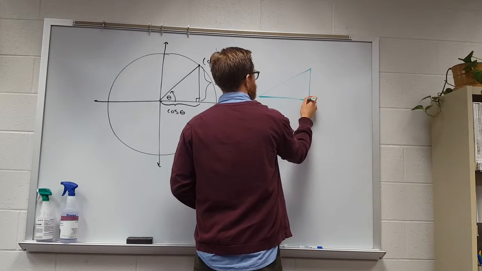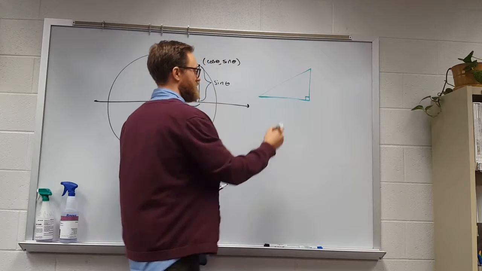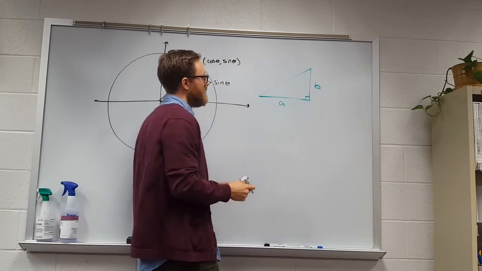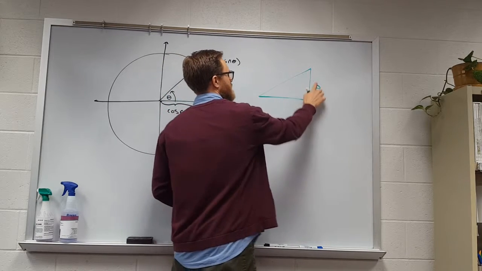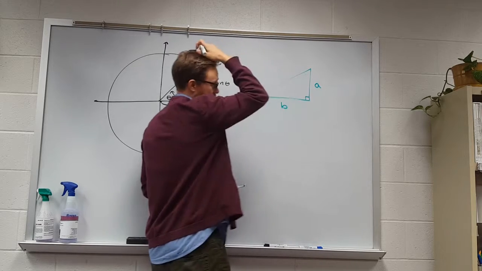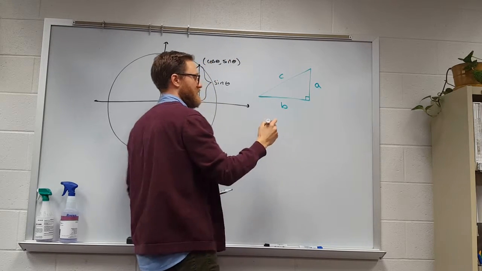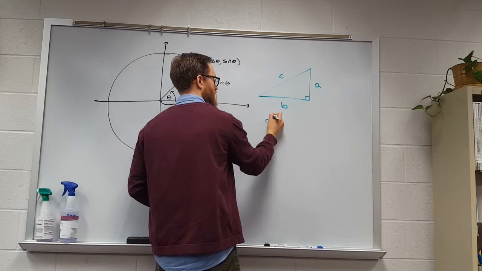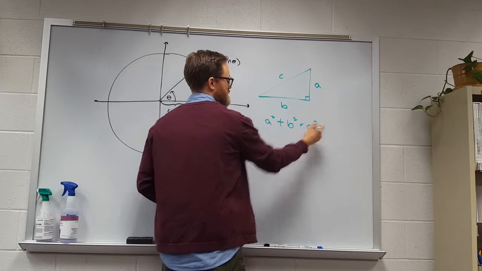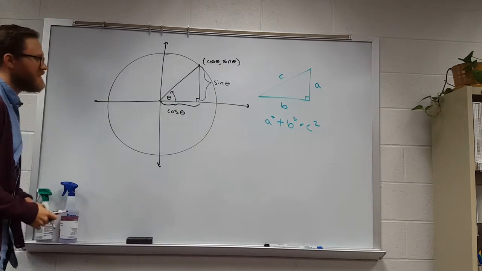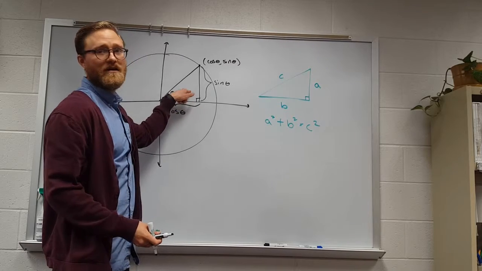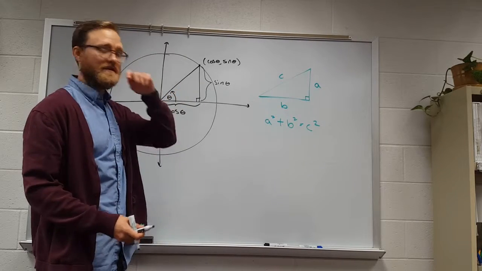The Pythagorean theorem says that if you have a right triangle with legs A and B, and hypotenuse C, it is always true that A squared plus B squared equals C squared. So this applies to all right triangles. So it also applies to our right triangle inside of the unit circle here.